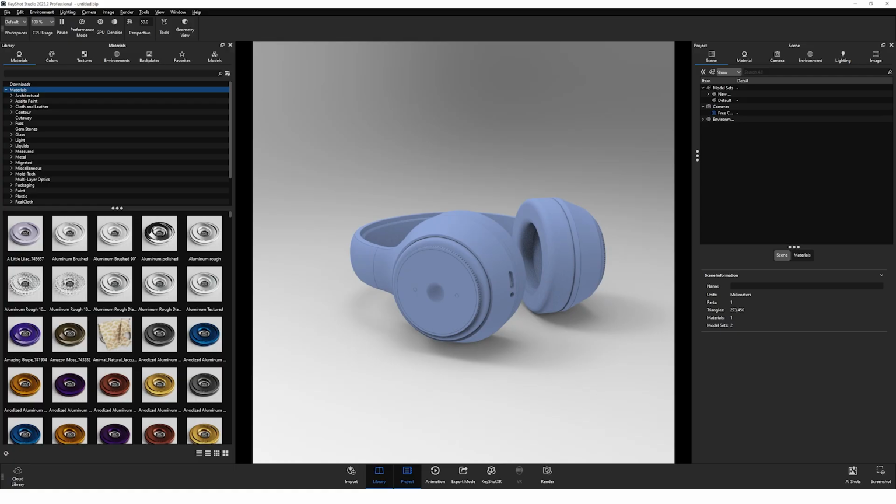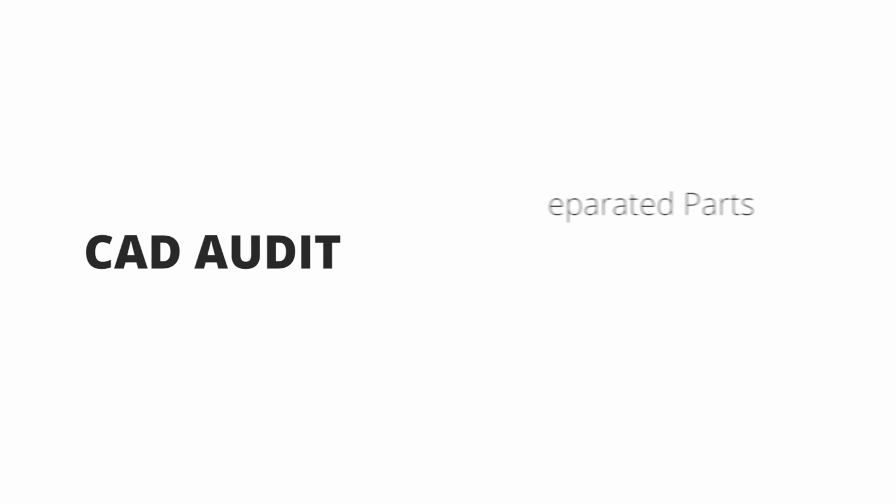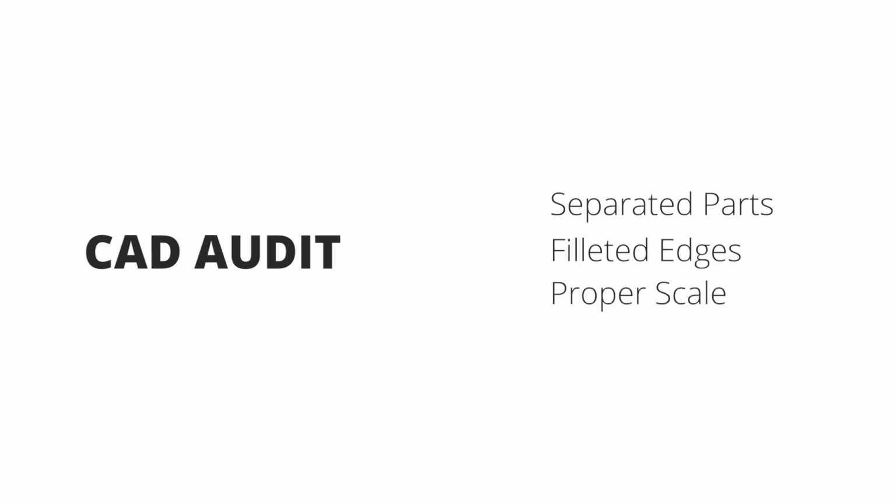But this phase of the project is not only about importing the 3D model, it's also about preparing it for rendering. So what does that mean? To prepare our model for rendering, let's do what's called a CAD audit. A CAD audit is a quick quality check on your model, making sure parts are cleanly separated, edges are properly filleted, and that the overall model is scaled accurately.